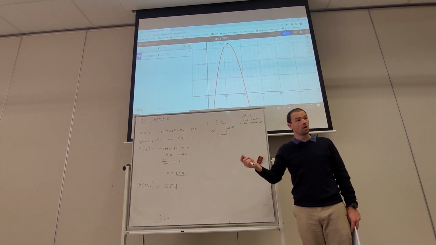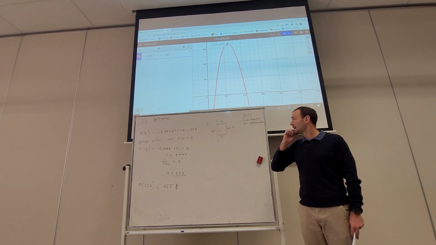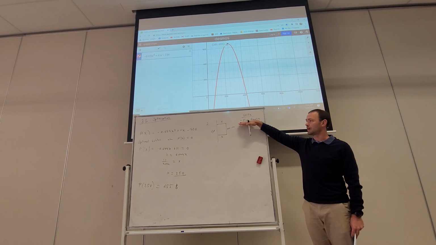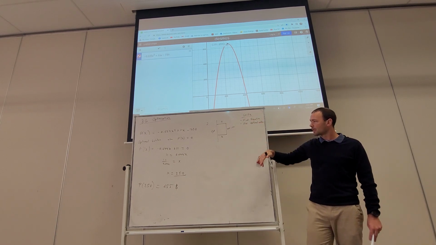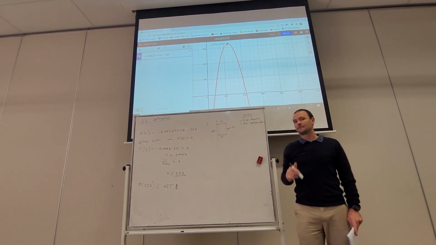Okay, so here we're not given an equation, are we? We need to find the equation. And most of the questions in the textbook are like this. They make you find the equation first, which can be a little bit challenging. All right, so we're given the diagram though, and that's going to be very useful.